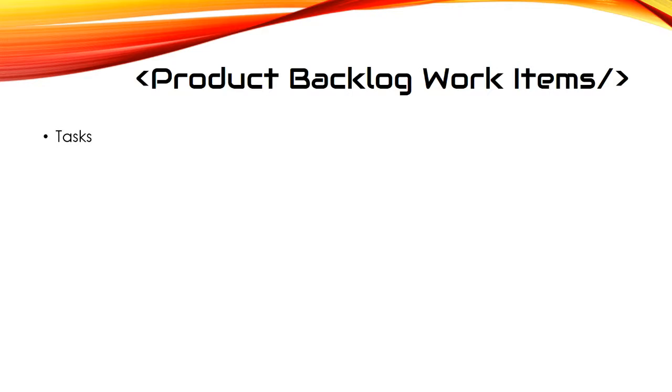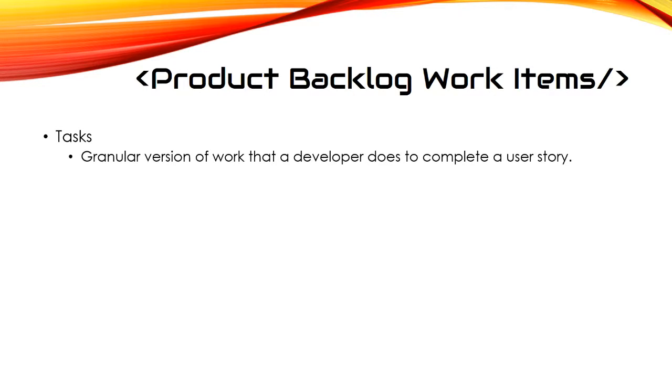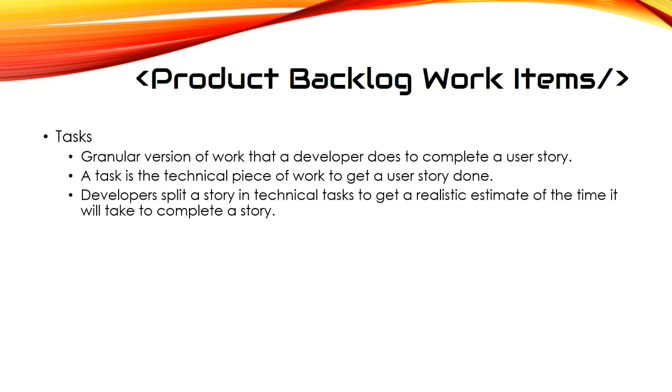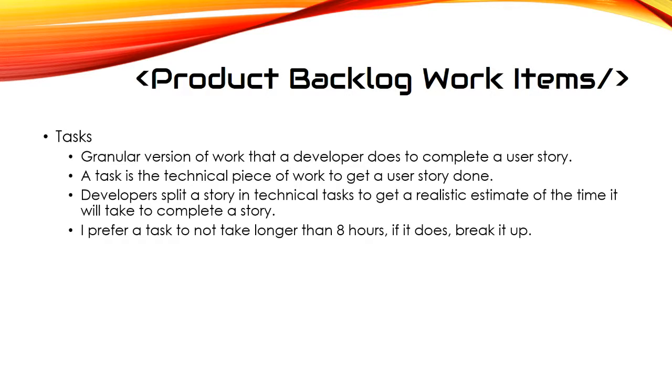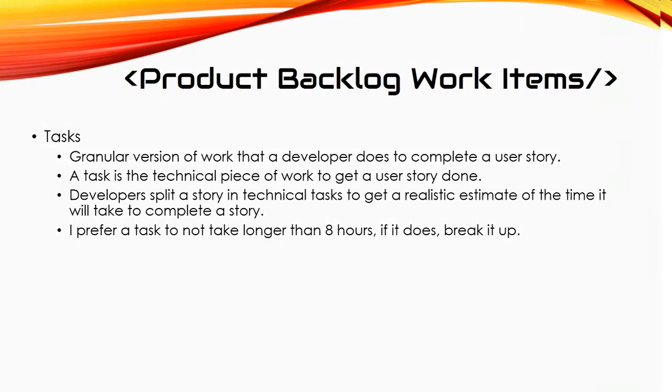Now let's talk about tasks. Tasks are granular versions of work that a developer does to complete a user story. A task is a technical piece of work to get a user story done. Developers split a story into technical tasks to get a realistic estimate of the time it will take to complete a user story. I prefer a task not to take longer than 8 hours. If it does, then break it up.